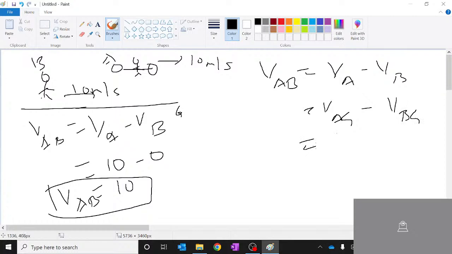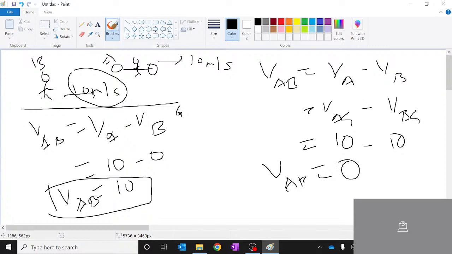Velocity of A with respect to ground is 10, as we have seen earlier. Now what is velocity of B with respect to ground? In the second scenario I have told it is 10 meters per second. So it is 10 minus 10, therefore 0. The relative velocity of A with respect to B in the second scenario is 0. Why? Simple. He is also traveling with 10 meters per second.